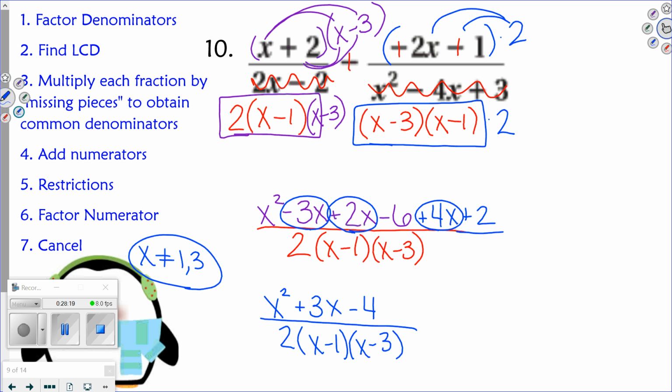Just 1 and 3? Good. Is there an x there? Yeah, remember, it's just like when we were solving. If there's no x there, x marks the spot, I don't really care about anything else. Step 6, factor numerator. Does that factor? Yep, x plus 4, x minus 1.